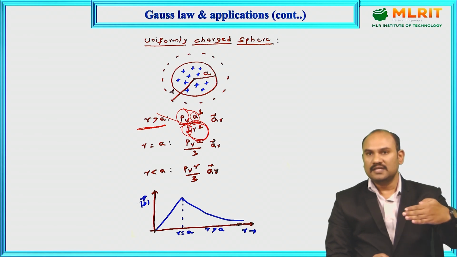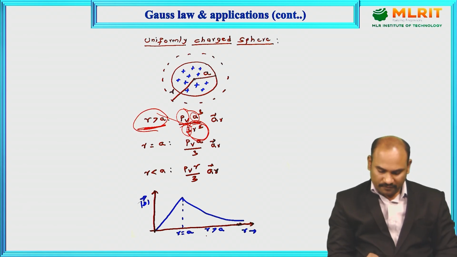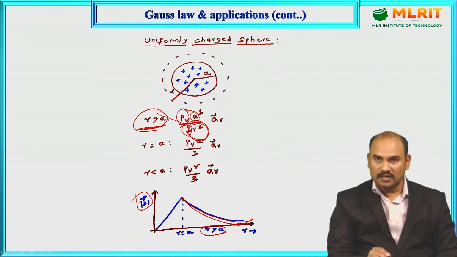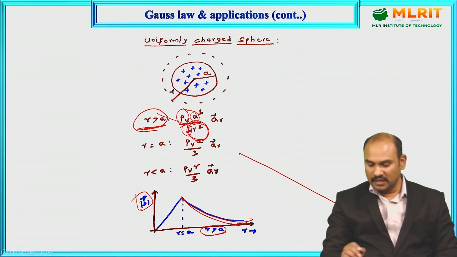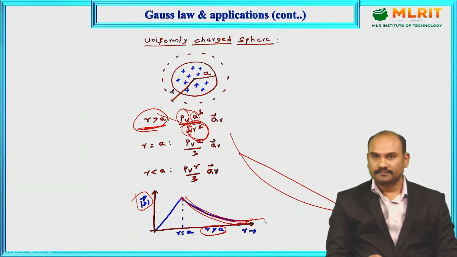As R increases, flux density falls for R greater than A. So for R greater than A, the magnitude of flux density falls non-linearly, because it is not R. If it were R, you would get a linear fall. It is R square, so it falls rapidly. That's why you get a curve like this.